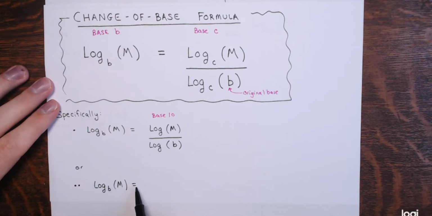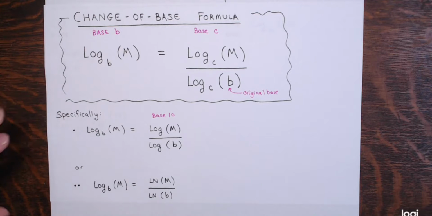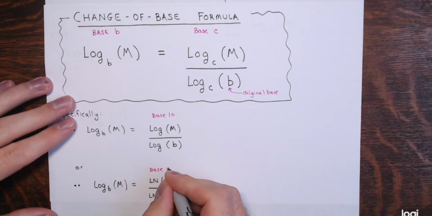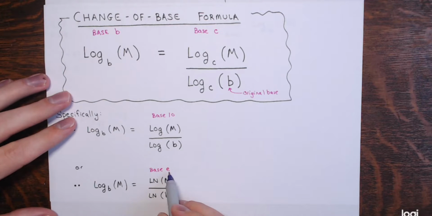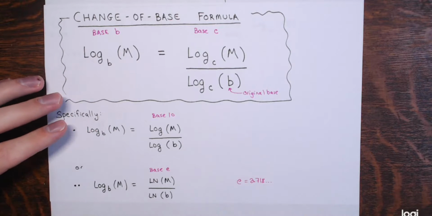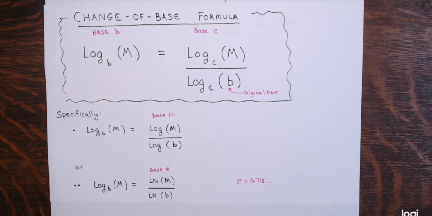Right? The log base b of m is the natural log of m, divided by the log base e of the original base, the natural log of b. And here's the same formula, but with base e. Remember e is that 2.718 number, sometimes called the natural base.